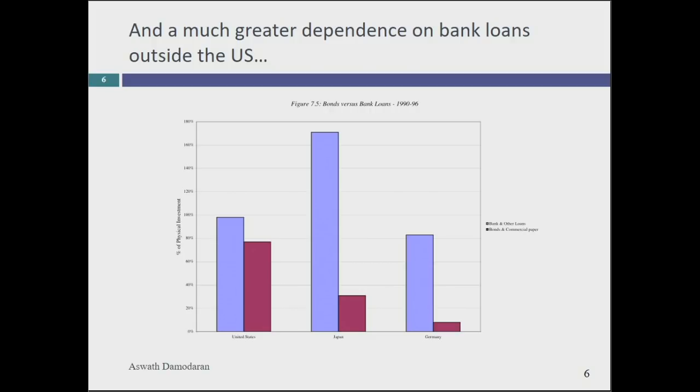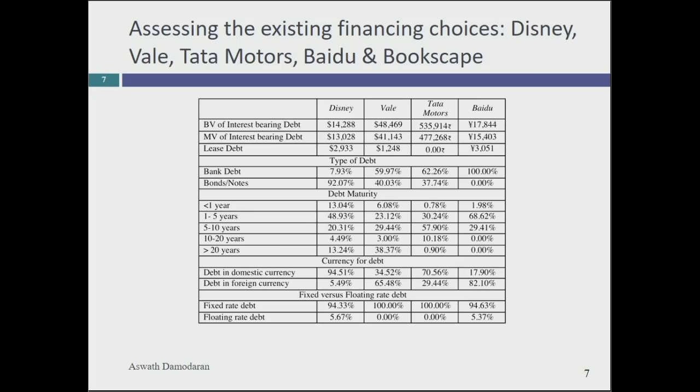Okay? So with that set up, let's look at my 5 companies. Before we start asking what's the right mix of debt and equity for my publicly traded companies, let me show you what they have. So remember, 4 of the companies, Disney, Vale, Tata Motors, and Baidu. Before I get ambitious and figure out their optimal, let's see what they have as debt.